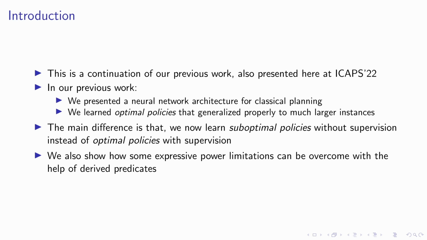In this paper, we changed our focus from learning optimal policies to learning suboptimal policies with a novel loss function. Since the neural architecture is based on graph neural networks, its expressive power is also well understood, and we show how derived predicates can be used to overcome some of the lack of expressive power.